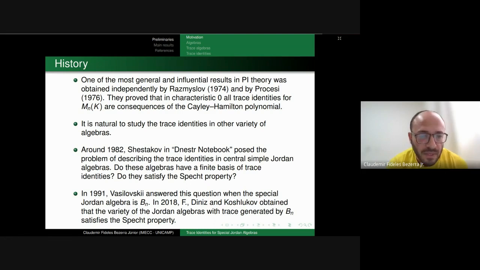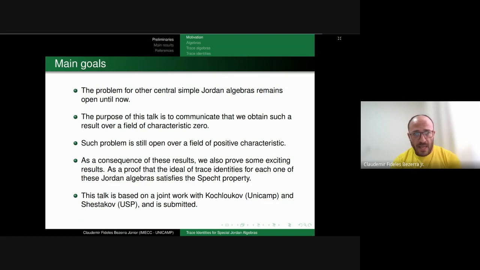Motivated by this problem, in 1991, Vasilevsky answered this question when considering the Jordan algebra of a non-degenerate symmetric form, denoted by Bn. Recently, in 2018, Denise Kochetov and myself obtained that this algebra satisfies the expected property. For other central simple Jordan algebras, this problem is still open.